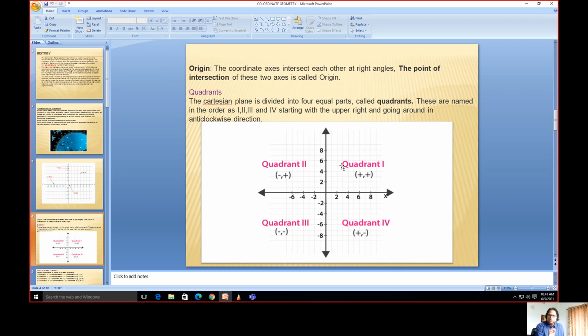X comes first, y comes next. X is known as abscissa, y is known as ordinate. Both together are known as coordinate. First quadrant, second quadrant, third quadrant, fourth quadrant. The horizontal line is called x-axis. The vertical line is called y-axis. All these points should be plotted in such a way that they have a fixed distance. Now, if you keep all these points in mind, I believe you will not make mistakes.